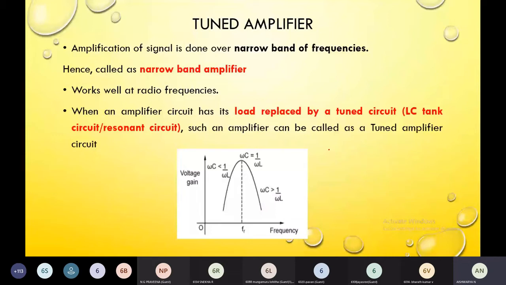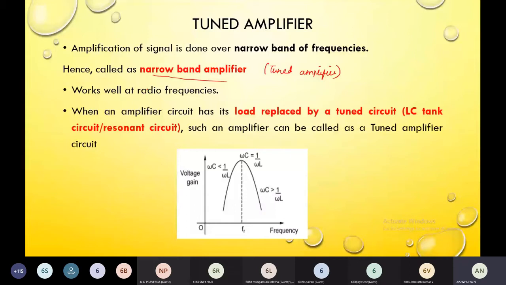As the name indicates, tuned, it is going to select a particular desired frequency. And since it is going to work only for a narrow band of frequencies, it is also called a narrow band amplifier. In your questions, they will ask, instead of tuned amplifier, what is meant by a narrow band amplifier. And this narrow band amplifier, as I said before, is meant for high frequency applications. That is, it can work up to a few megahertz, up to 5 megahertz. So this is the advantage of your tuned amplifier.